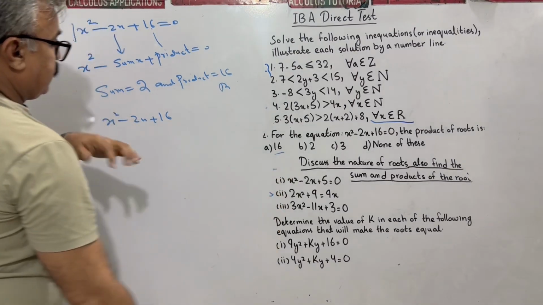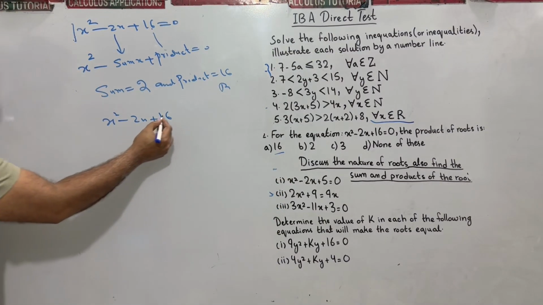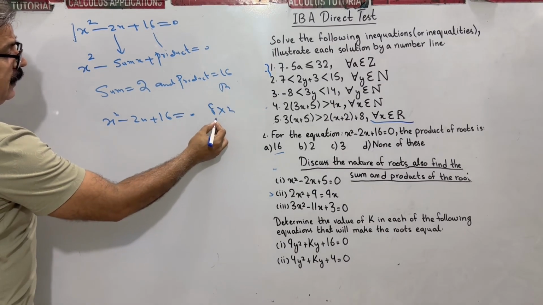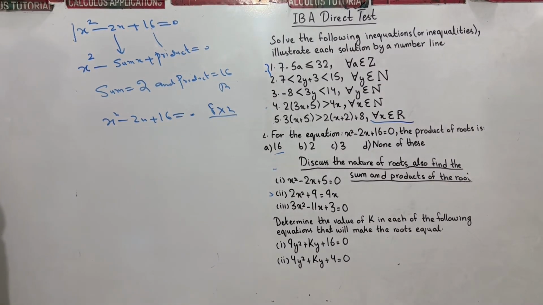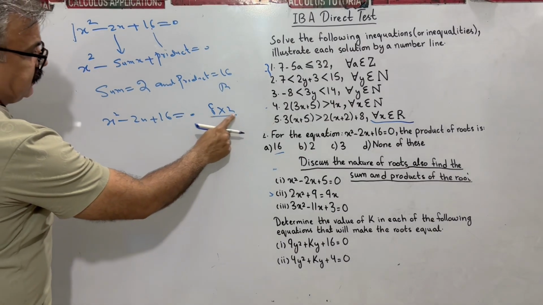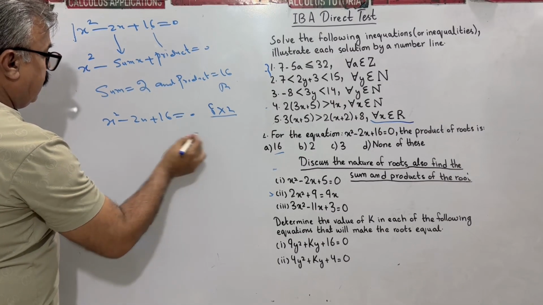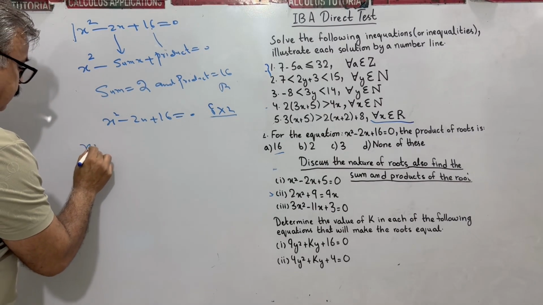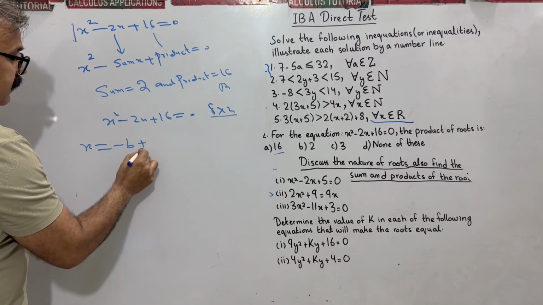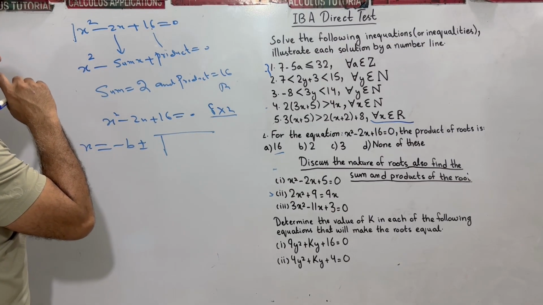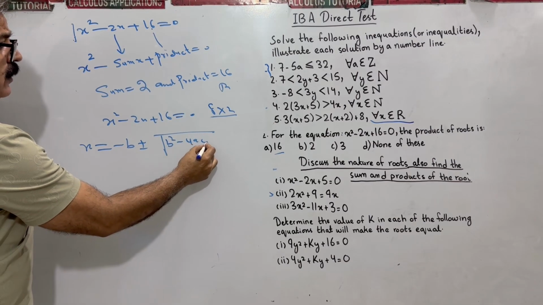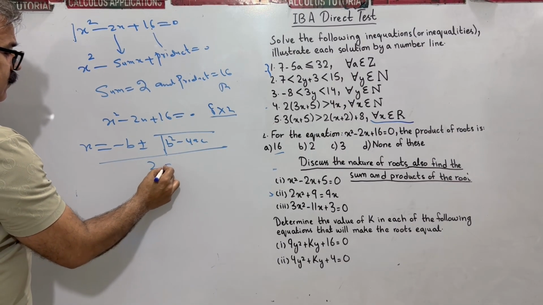We are asked to find the product. Now solve this quadratic. What are the factors of the quadratic? 8 times 2 is 16, but the factors are not manageable. You can apply the quadratic formula in that case: x is equal to minus b plus minus square root of b square minus 4ac, over 2a.